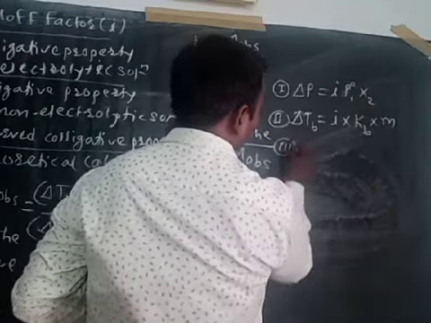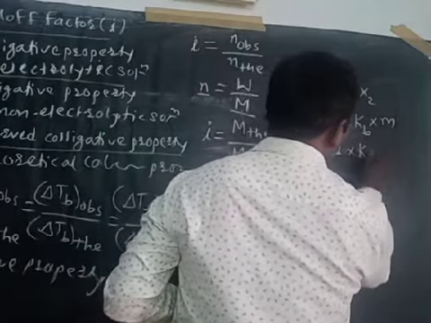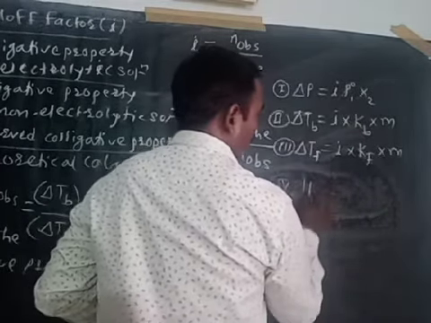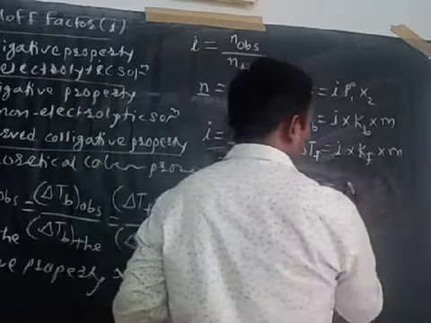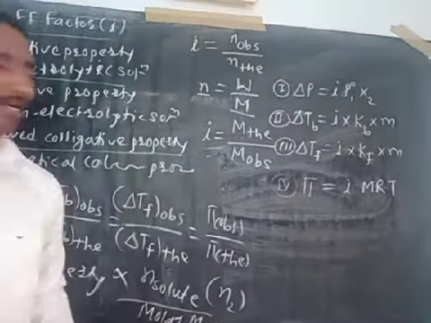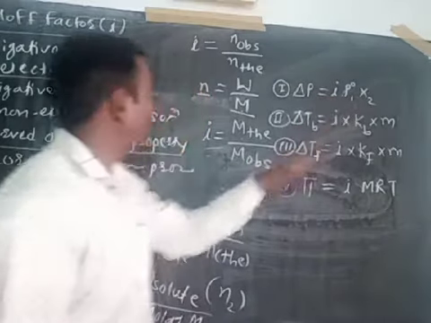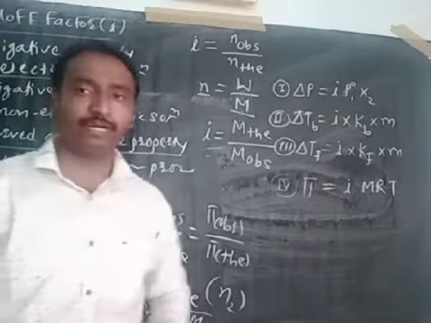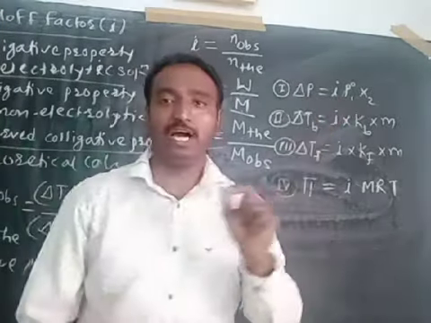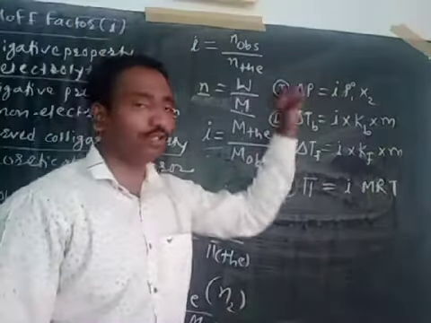For delta TF, the expression will be i into KF into m. And for osmotic pressure, pi is equal to i into mRT. Here is the introduction of the Van't Hoff factor to explain the colligative property of the electrolytic solution, because for the colligative property of the electrolytic solution, the i value will be greater than 1. For non-electrolytic solution, i is always 1.